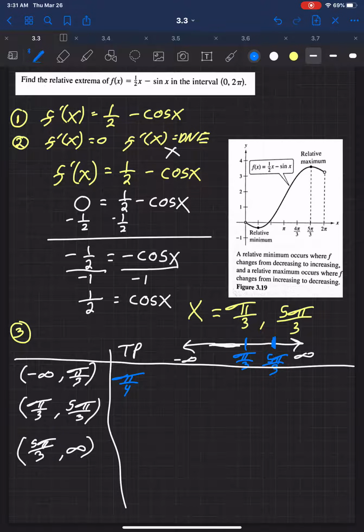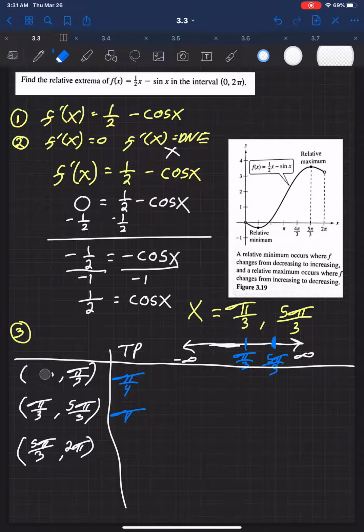And then I need a number from pi over 3 to 5 pi over 3. I'm going to pick pi. And I need a number from 5 pi over 3 to, well, I said infinity. I should actually restate that. If you look at the question, it doesn't say to go to infinity, does it? It does say to go from 0 to 2 pi. So no problem at all. That's an easy fix.